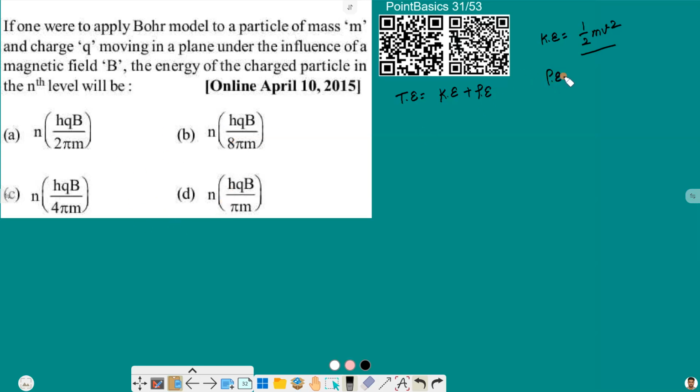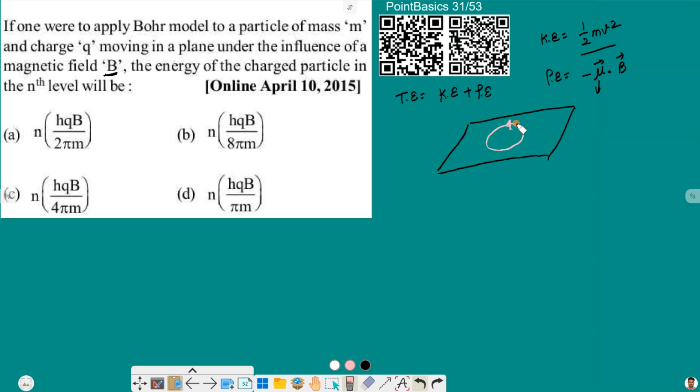And coming to the potential energy, in the magnetic field, potential energy will be minus mu dot B, where mu is the magnetic dipole moment of the moving charge and B is the applied magnetic field, which is already given here. Now what we are going to do here, we will assume that this is the plane and our charged particle is moving in a circle like this.